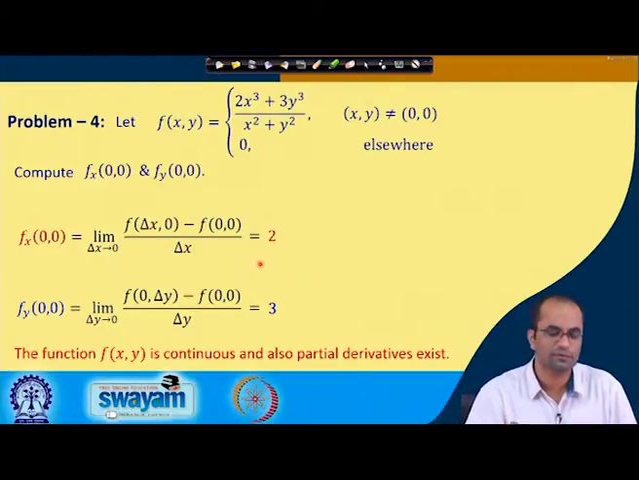So, anything is possible. We have seen the example when the function was not continuous but partial derivatives exist, or the function was continuous but partial derivatives do not exist. In this case the function is also continuous and partial derivatives also exist.